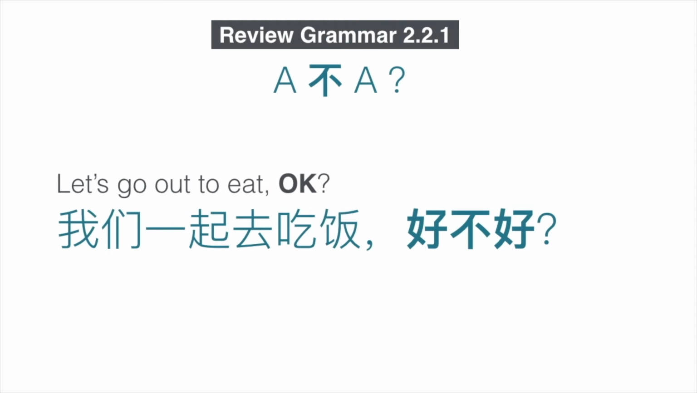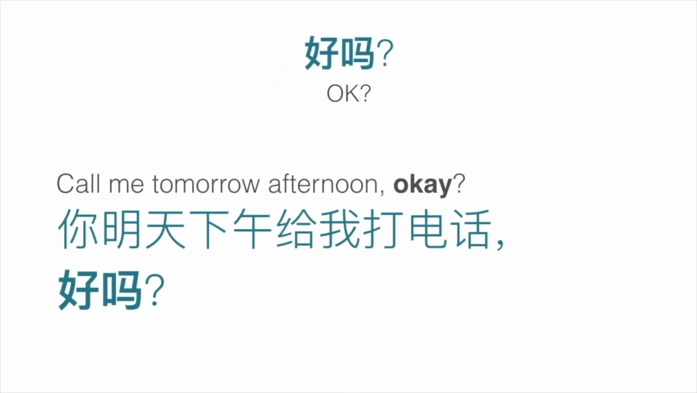Remember back in Grammar 2.2.1, we learned how to use the construction adjective, 不 adjective, to ask whether that's the case. For example, 好吗 becomes 好不好. For example, let's go out to eat, okay, becomes 我们一起去吃饭好不好？我们一起去吃饭好不好？ Another example, call me tomorrow afternoon, okay?